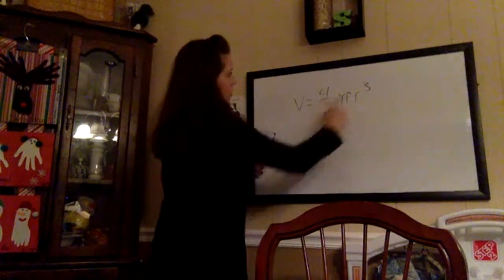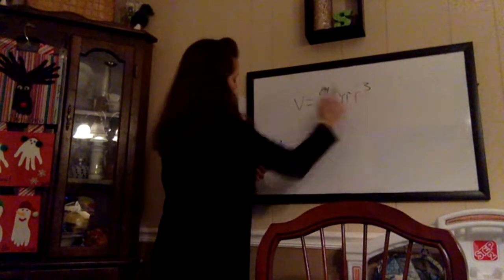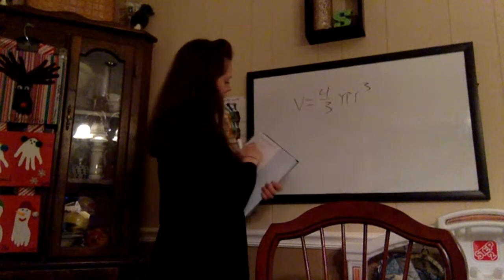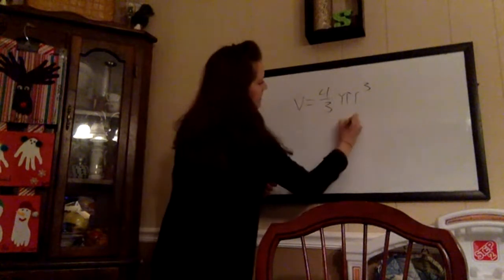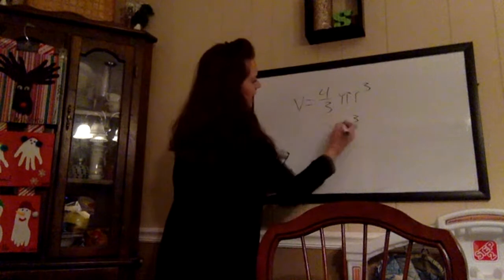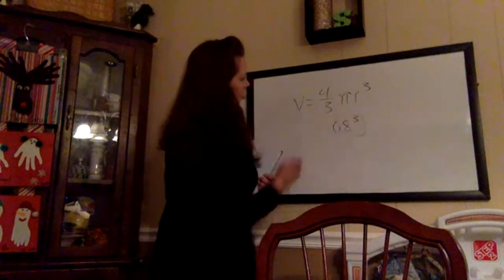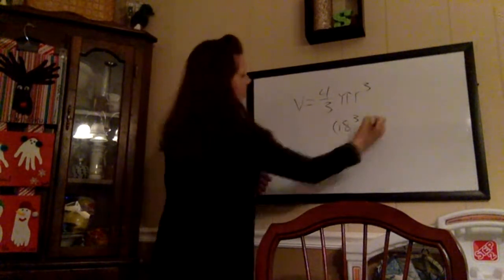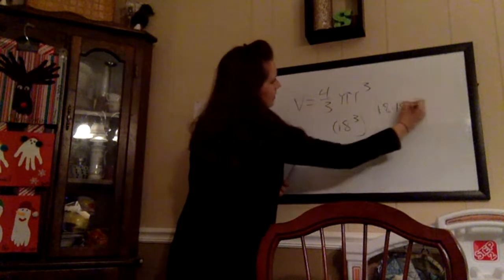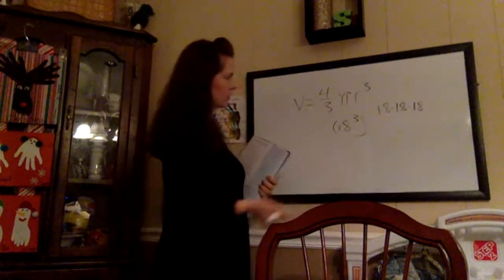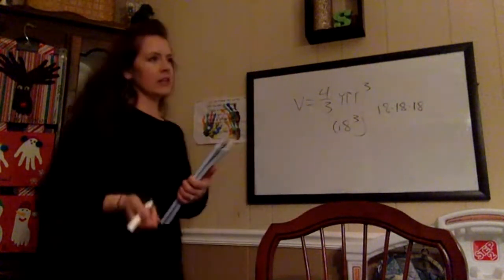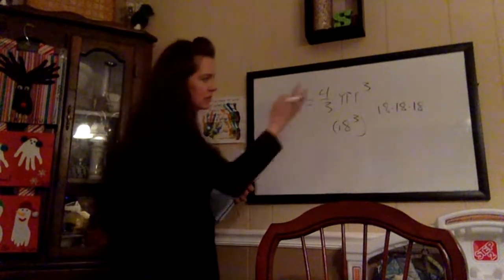All right? So, of course, do the r cubed first, which is, the radius is 18. So you're going to do 18 cubed first. 18 times 18 times 18. All right? Then you get an answer. It's like 5,000 and something.